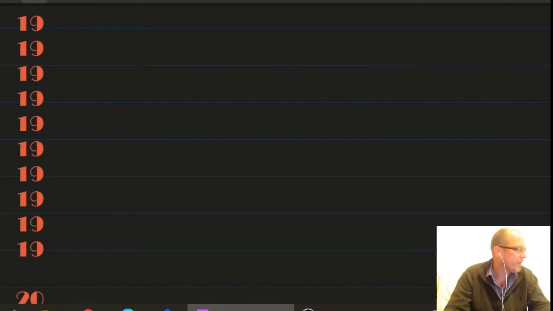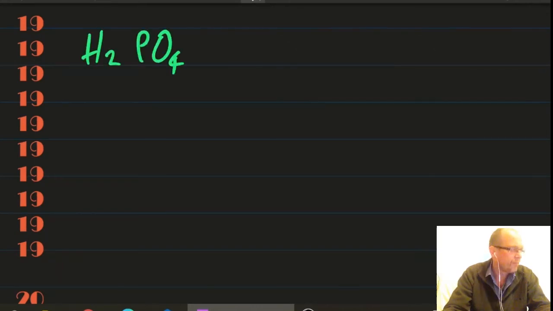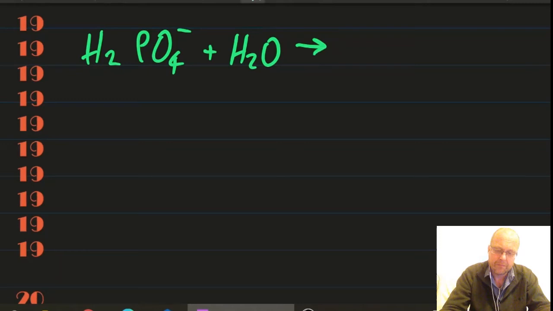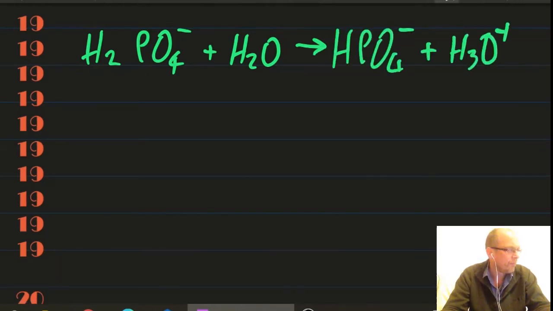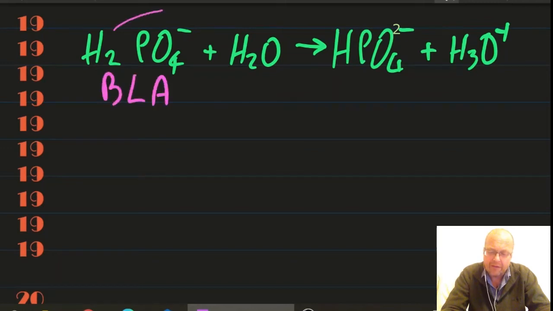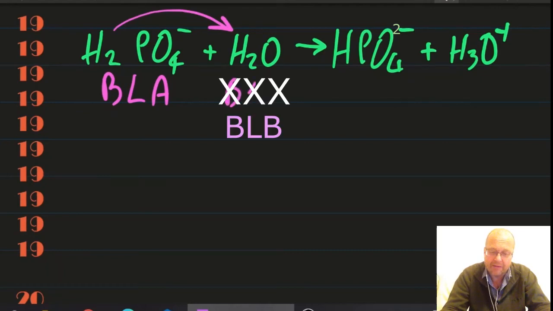What's correct for this reaction? Let me draw it out. So a Bronsted-Lowry acid donates an H+. So let's have a look. What donates an H+? Well, it looks like this is the Bronsted-Lowry acid. I can see that an H+ has gone over to there because the water turned into H3O+. So the water must have gained that H+. And if the water gained an H+, that must be the Bronsted-Lowry base.